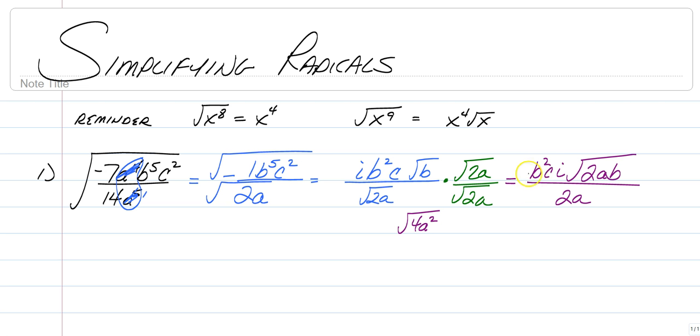Sometimes you would have numbers that could cancel. Like if you had a 4 out here, we would do 4 divided by 2 and we would have 2. So there are other things that we can do in certain situations, but for this problem, we're done.